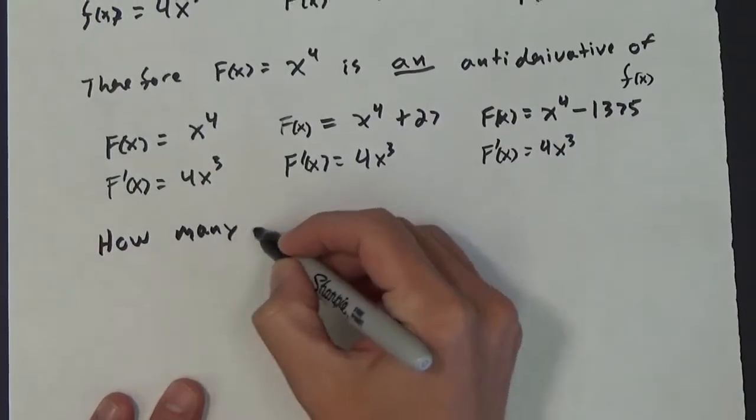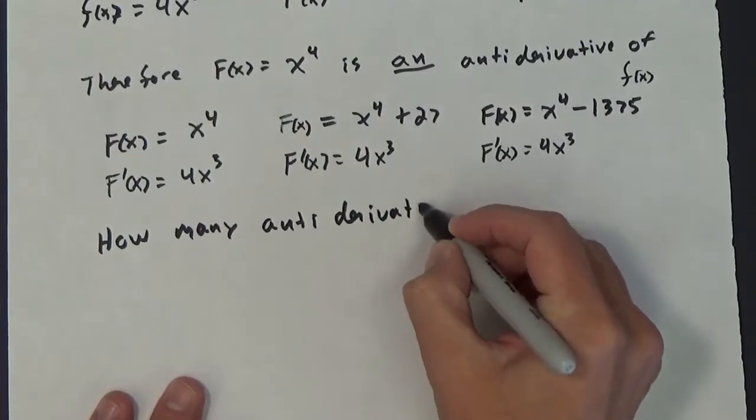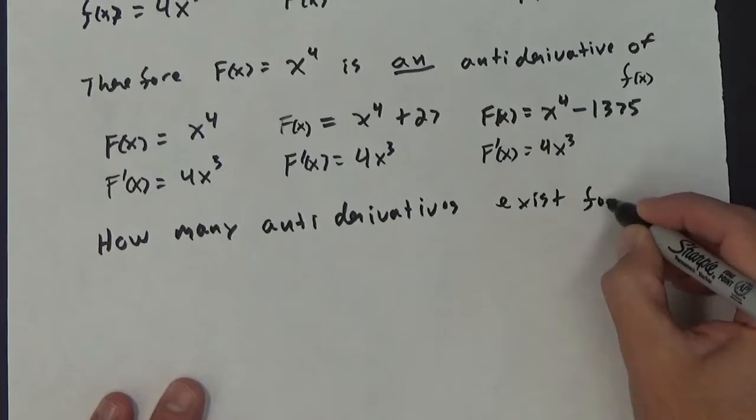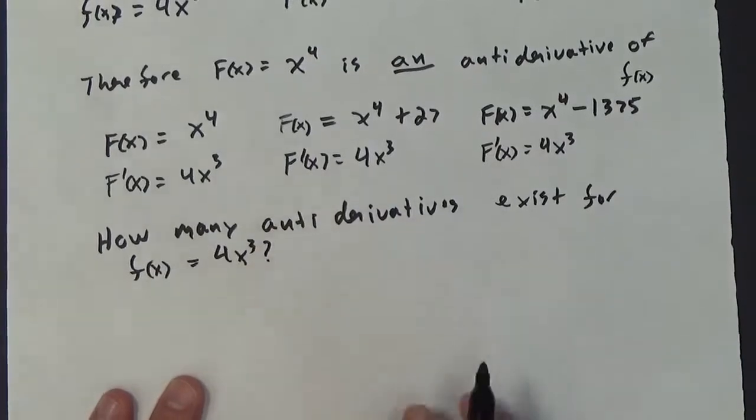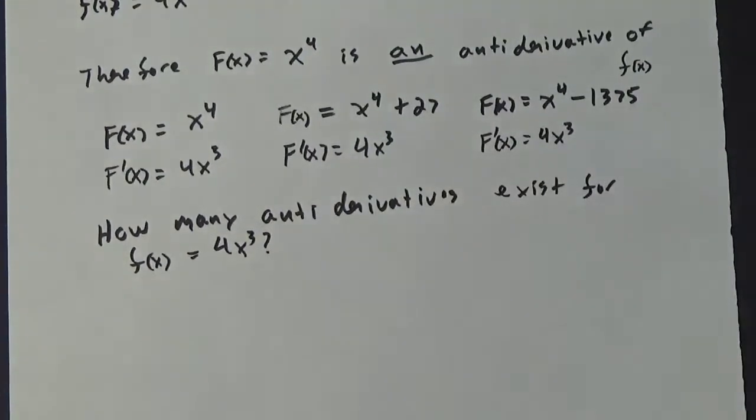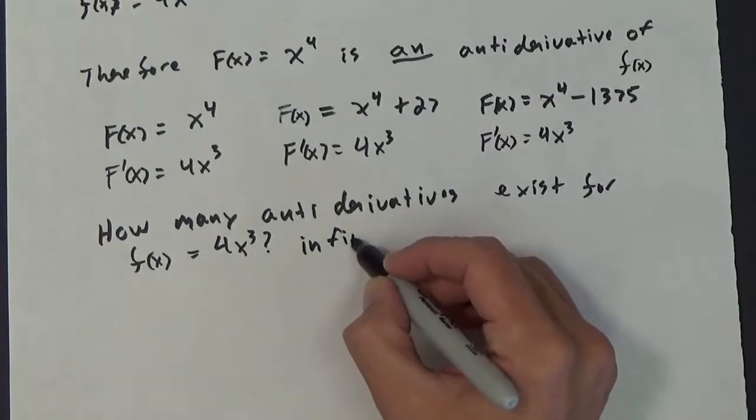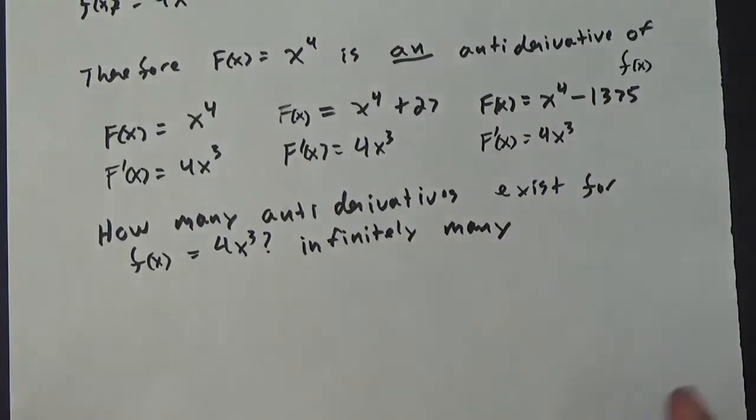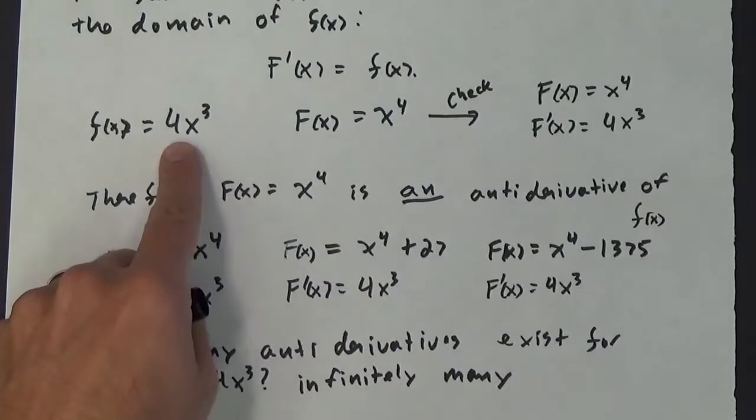And if I ask this question, how many antiderivatives exist for f of x equals 4x cubed? Because I could add any constant, and there's an infinite number of constants that we could add or subtract, the answer is infinitely many. So we have infinitely many antiderivatives for this derivative of 4x cubed.